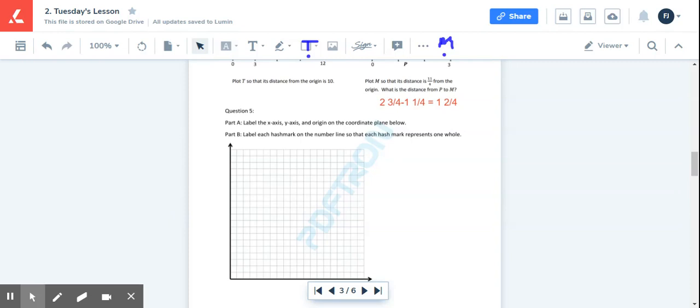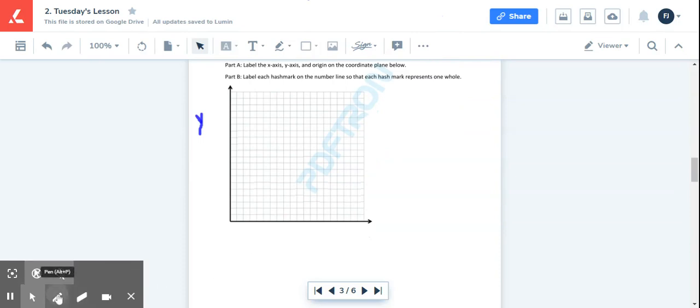Question number 5. Part A, label the x-axis, y-axis, and origin on the coordinate plane below. So today we learned that our vertical number line is our y-axis. Our horizontal number line is our x-axis. And our origin is where the x and y axis meet.